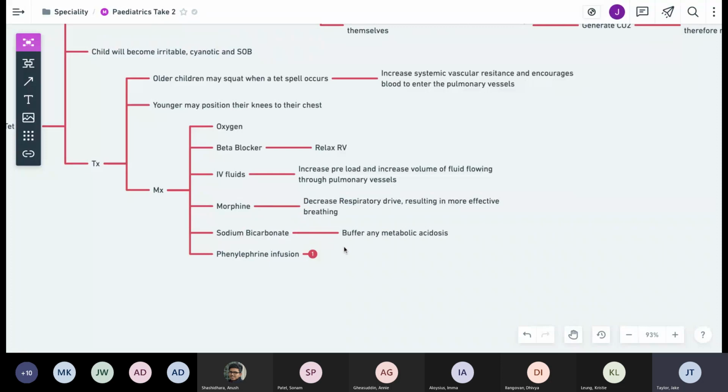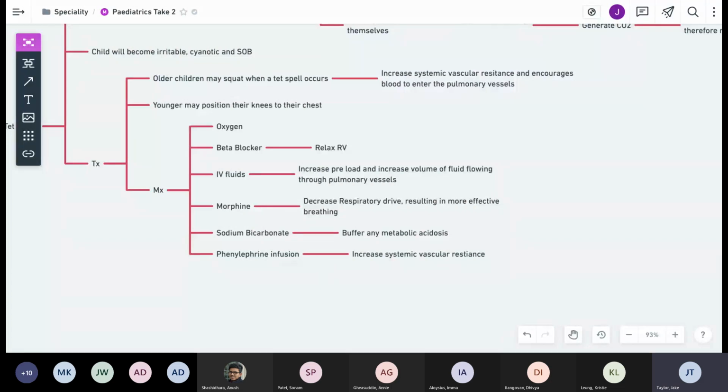Sodium bicarbonate, I've never seen it given, but apparently you can give it to buffer any metabolic acidosis which has occurred from anaerobic respiration. And also you can give a phenylephrine infusion to increase systemic vascular resistance, which is what the problem has been.